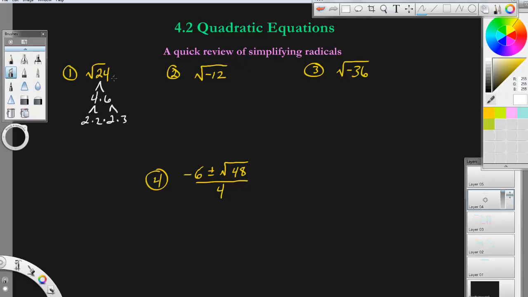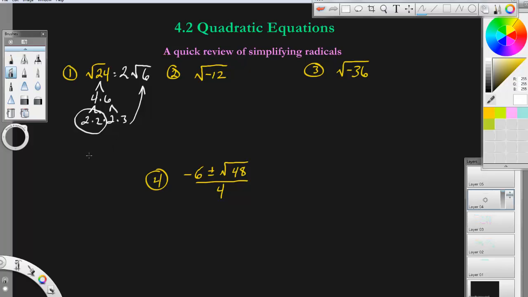And what you do when you're trying to simplify radicals is you circle pairs of numbers like this. A pair of 2's under a radical makes a real 2 in front of the radical. So this is going to be 2 radical, and then whatever's left goes back underneath. So whatever is left here, 2 times 3, gets popped back under this radical. So it's 2 radical 6.